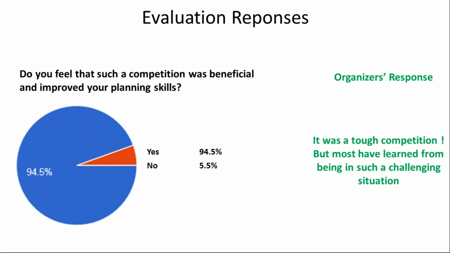Now the second question is, do you feel that such a competition was beneficial and improved your planning skill? Close to 95% said yes. And even though it was very tough, planners could achieve such high scores like 95 or 98 or even above 90. So no matter how difficult the case was, planners knew how to push their system and themselves to the limit in order to achieve high scores. When they faced a tough case, they needed to work around it and use their system to the max, and this pushed them to understand their system deeper.